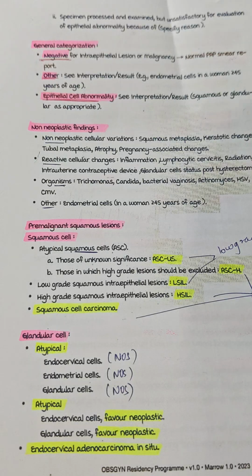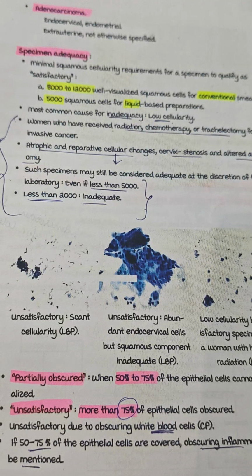Now glandular cells, atypical glandular cells, endometrial cells are the glandular cells, and atypical endocervical cells favor neoplastic, or glandular cells favor neoplastic, endocervical carcinoma in situ. Now there is adenocarcinoma, endocervical, endometrial, extrauterine, not otherwise specified.